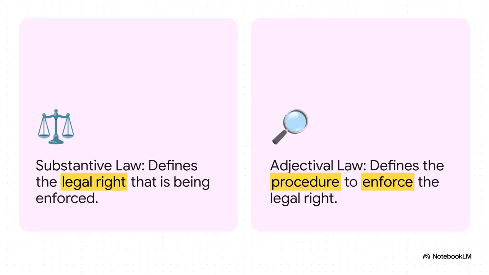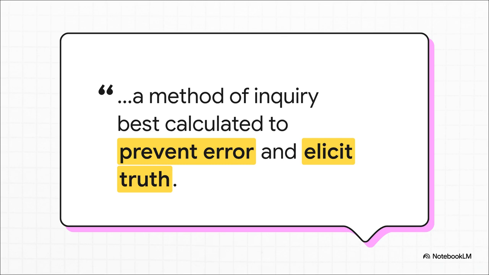So it really just boils down to this. Substantive law is the what, the right itself. But adjectival law? That's the how, the actual procedure you use to enforce that right. Your whole case depends on you mastering this how. Because without it, even the most rock-solid legal right is just an idea on a piece of paper. And these rules aren't just a bunch of arbitrary hurdles designed to make your life difficult. At their very core, they're the result of generations of legal minds trying to build a system of procedural fairness, a method that's designed to do one thing: find the truth and, hopefully, avoid injustice.